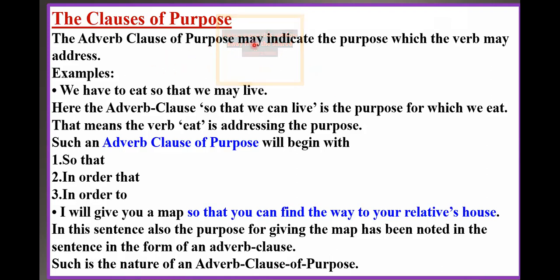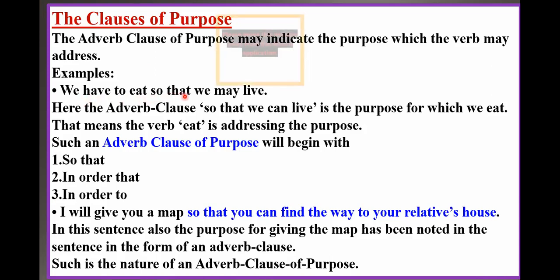So, an adverb clause of purpose may indicate the purpose which the verb may address. Reason is when you're giving a reason behind the verb, and a clause of purpose is telling about the purpose. Why is something being done? Reason and purpose are two different things. Reason is when you are doing something and you're giving a reason for it, and purpose is why you are doing it. So basically there is a slight difference between the clause of purpose and the clause of reason.